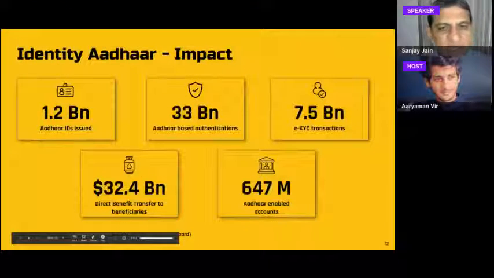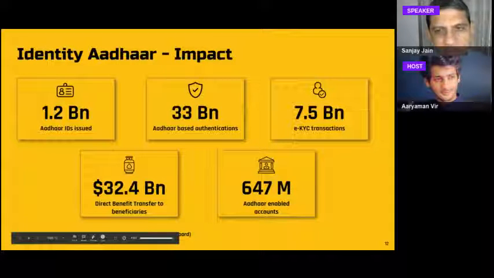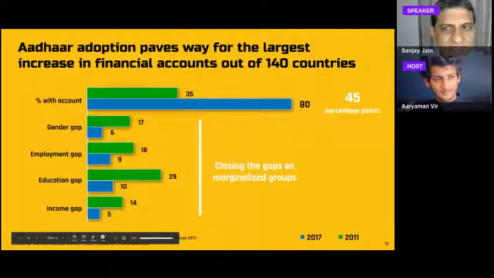The number of authentications continues to grow. We do about 30 odd billion transactions on Aadhaar. We've done massive amounts of DBT through there, and about half the population actually has an Aadhaar-enabled bank account. This has led to massive changes in the way we are as a society.